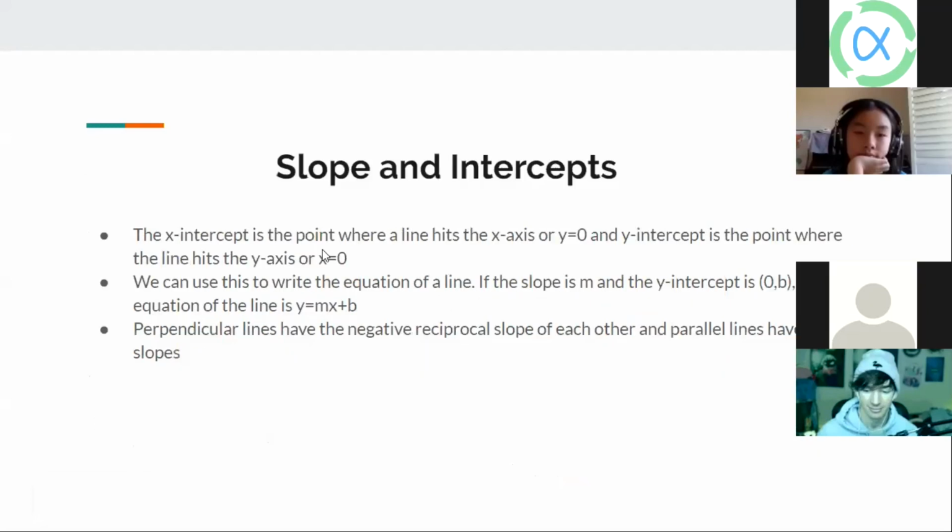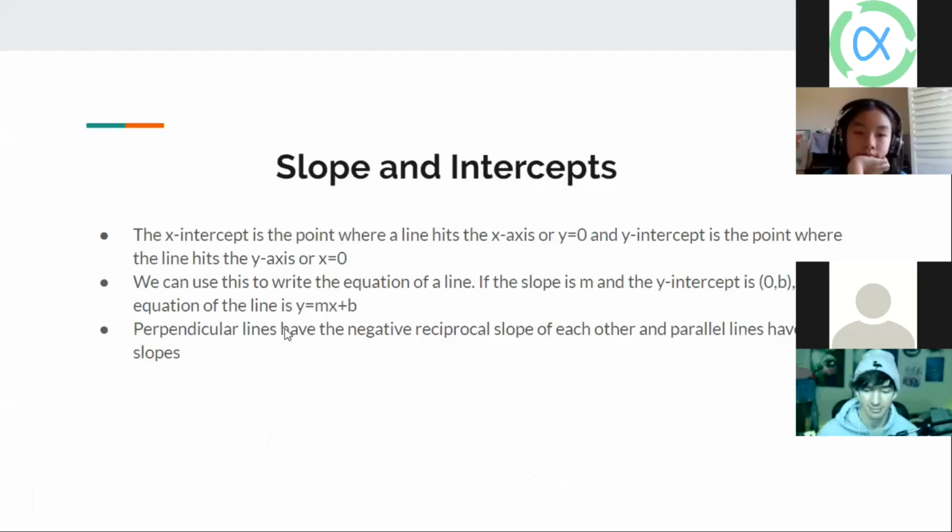The x-intercept is the point where the line hits the x-axis, or y is equal to 0. The y-intercept is the point where the line hits the y-axis, or x is equal to 0. We can use this to write the equation of a line. If the slope is m and the y-intercept is (0, b), the equation of the line is y is equal to mx plus b.